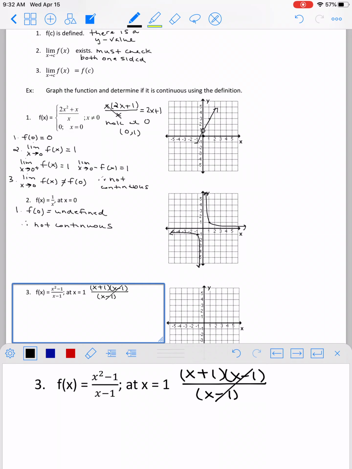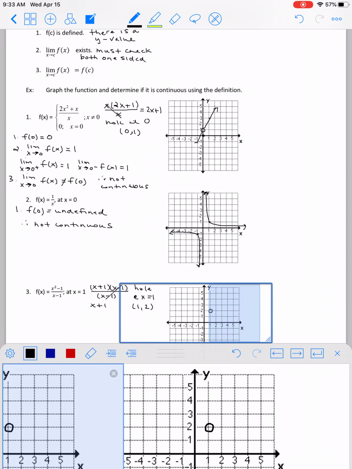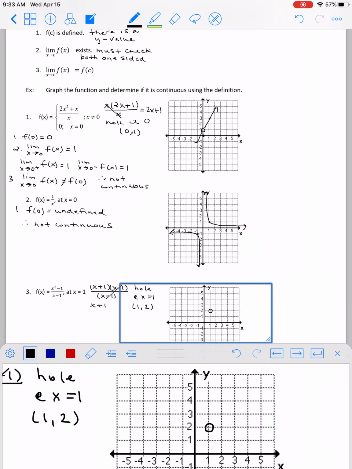And so I factored that out, and that tells me there's a hole at x equals 1. And we know this whole thing is going to act now like x plus 1. So my actual hole, if I put it back, is at 1, 2. So I come up to my graph now. Okay, at 1, 2, I put a hole, and then I apply my graph in that direction and in that direction. So there's my graph.